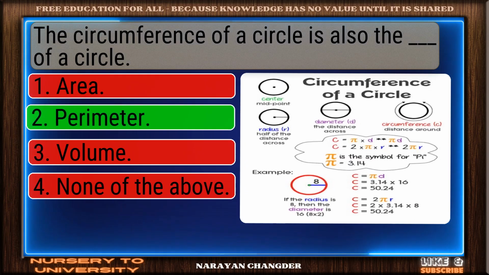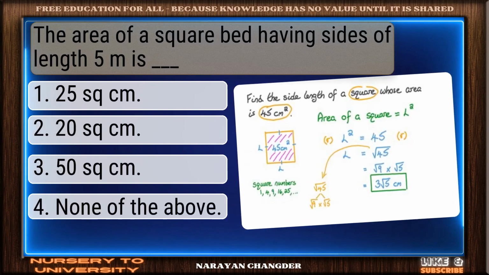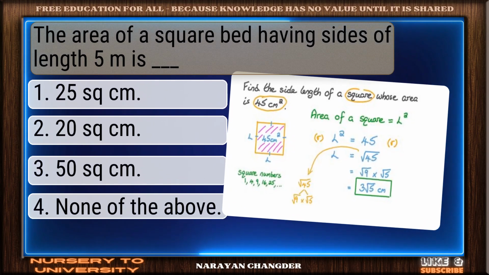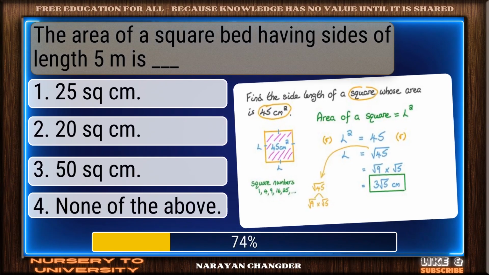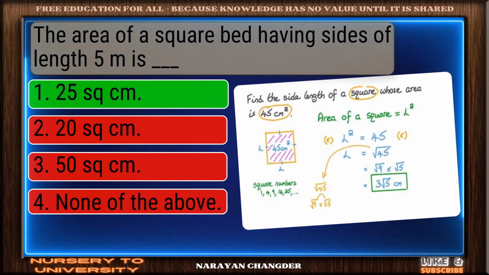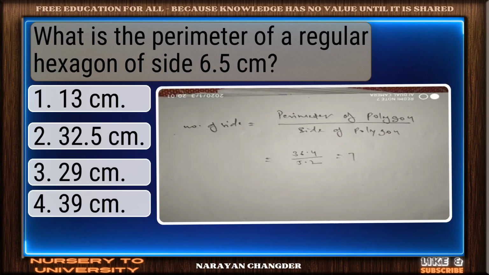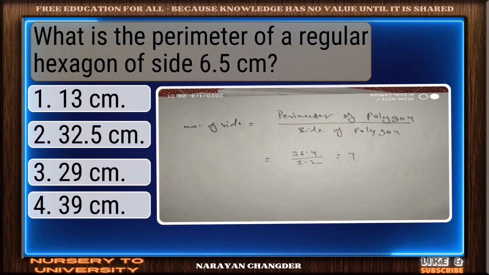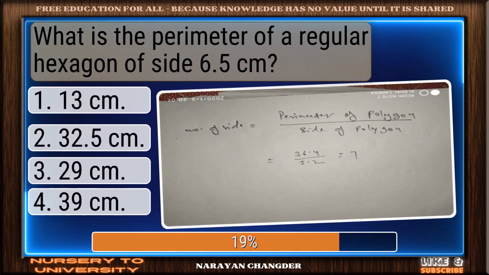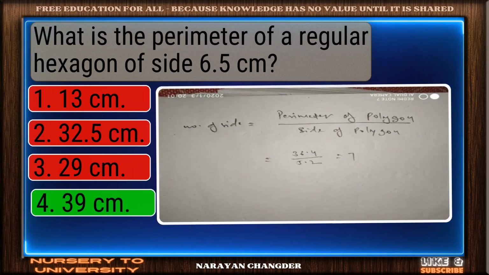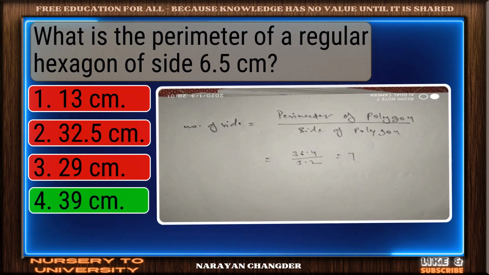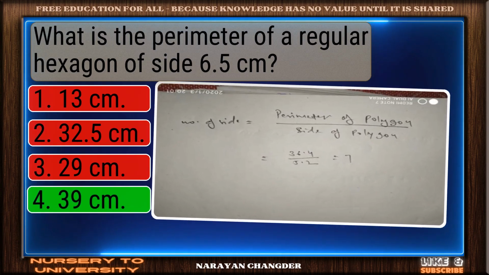Perimeter is the answer. The area of a square bed having sides of length 5 cm is dash. You're right, 25 cm is the correct answer. What is the perimeter of a regular hexagon of sides 6.5 cm? Sharp thinking. 39 cm is the right choice.